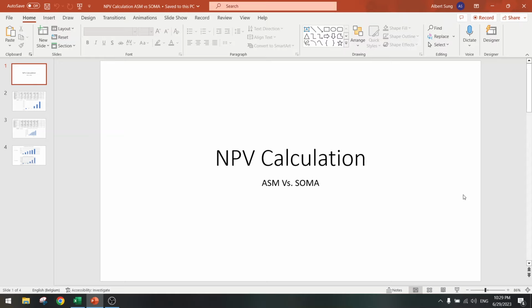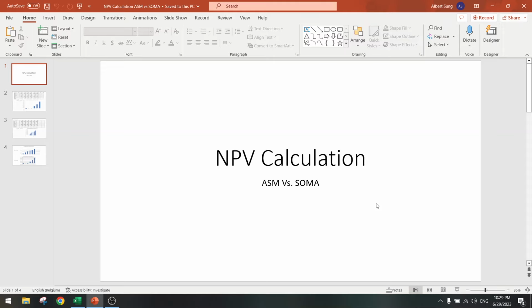So you can actually create a timeline for yourself when to buy one stock and when to switch over to another stock. So let's try to do this for Avino Silver vs Soma Gold, just as an example.